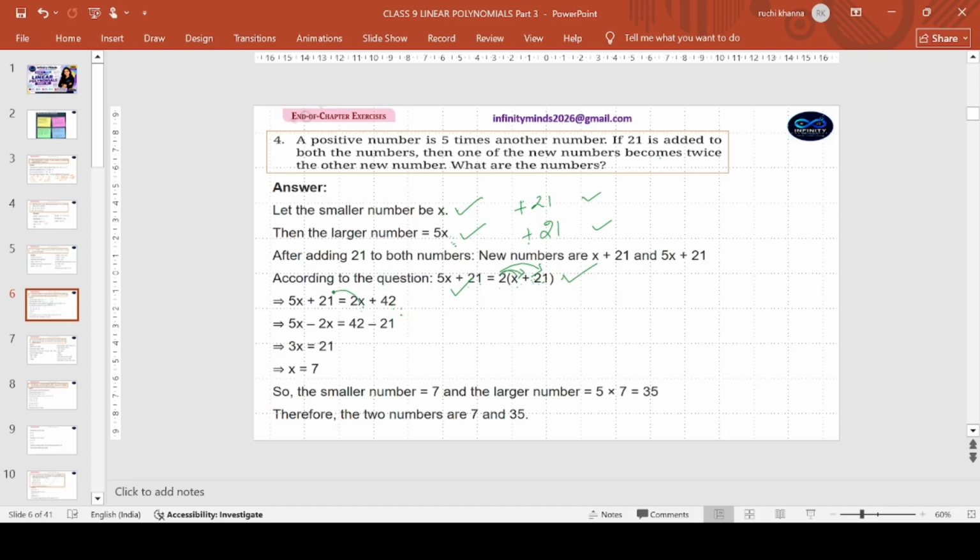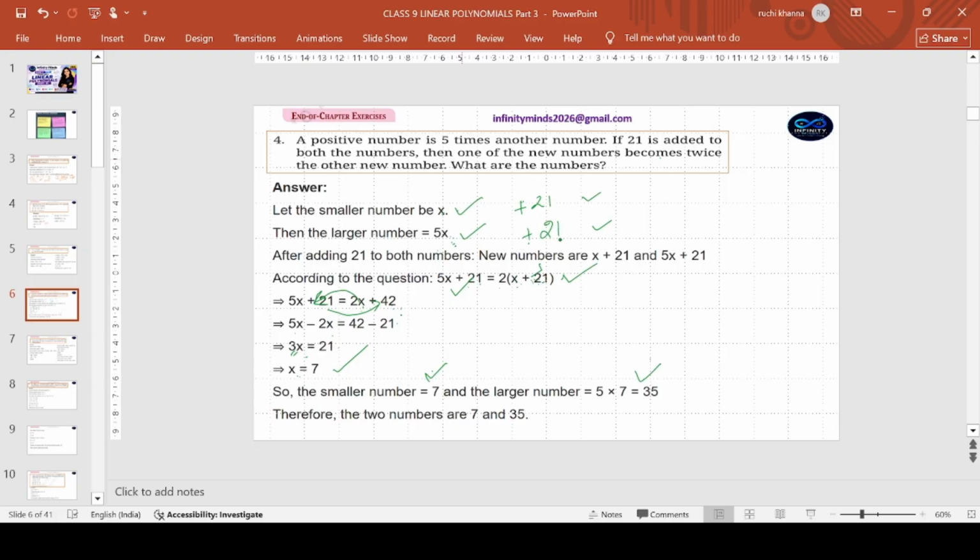Now numbers one side, variables the other. 42 minus 21 will come this side, become minus. 2x will go there, become minus. 5 minus 2, 3x. This is 21. 3x is 21, so 1x would be divided by 3, x equals 7. Now, if one number is 7, the other is supposed to be 5 times, 35. Clear? So, the original numbers are 7 and 35.